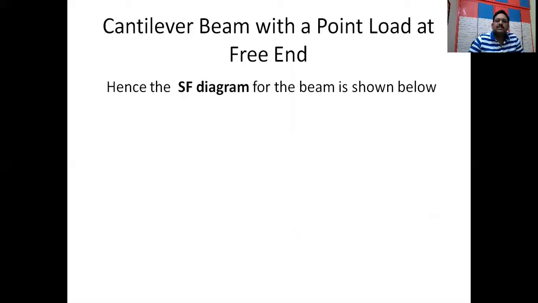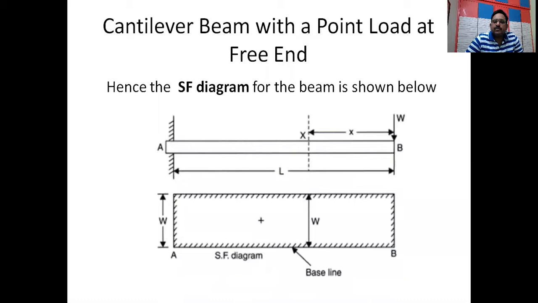So now, hence, the shear force diagram of the beam is shown below. This is the shear force. If you take at B, it is plus W. If you take here, it is plus W. If you take here, it is plus W. Therefore, if we want to draw it, it is a constant, that means plus W. This is the baseline. We have to give a W here, and it is constant. Therefore, it will be here.